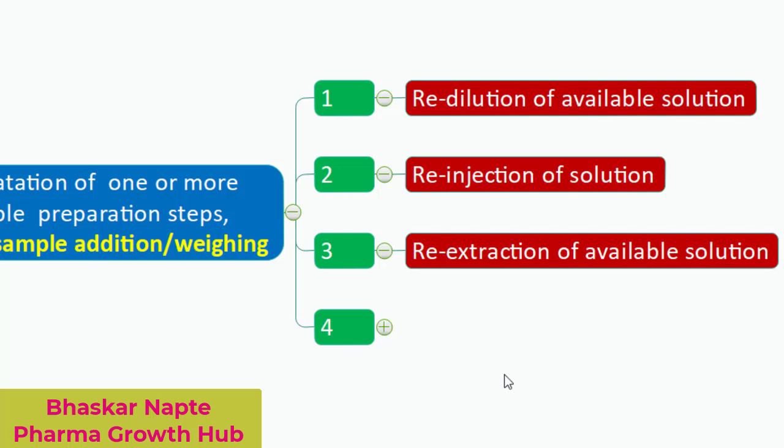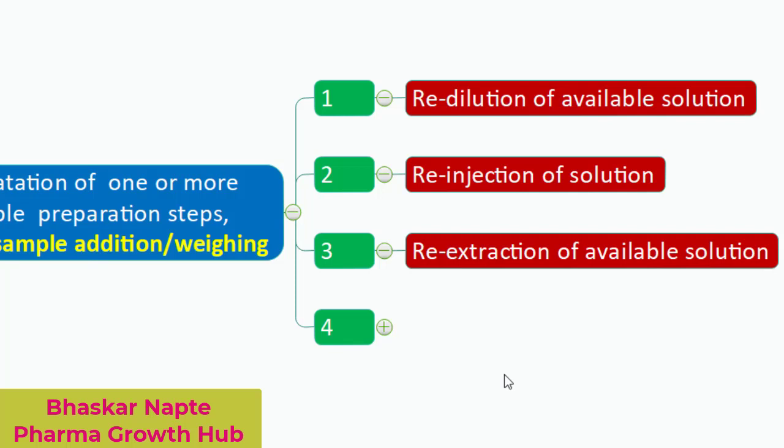So in case you are doubting that the extraction did not happen properly and that is the reason for the out of specification result, then you can re-extract the same available solution one more time, dilute it suitably according to the test procedure, and then understand whether the re-extracted sample has resulted in a result which is within the specification. That can be, let us say, if your extraction technique is sonication.